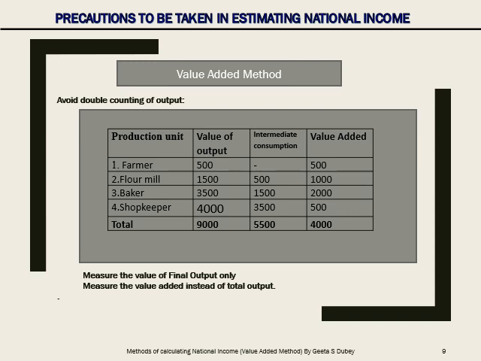The second way of avoiding the problem of double counting is to take the value of final products only. Final products are those which are purchased for consumption and investment. In the example, the value of output of the shopkeeper alone, that is 4,000, is the final product, because he alone sells his entire output to the consumer. This equals the value added by all other production units taken together. So, by taking the value of final products only, we can avoid the problem of double counting. This method of avoiding double counting is used in the expenditure method of estimating national income.